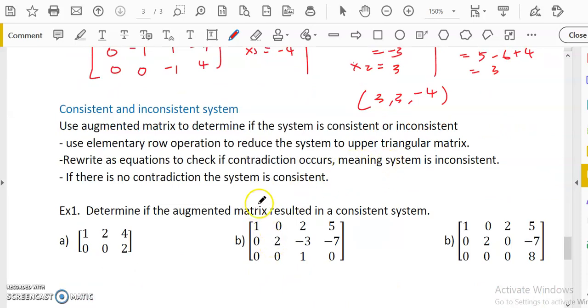Okay, so maybe I'll talk about using elementary row operations to discover if a system is consistent or inconsistent. Like what we talked about earlier, consistent means it has a solution. It can be one solution, it could be multiple solutions. Inconsistent means there's no solution. So we're going to show you how to do that in the next video.